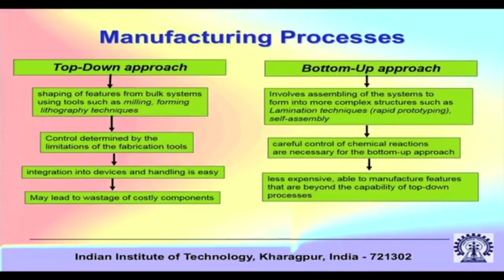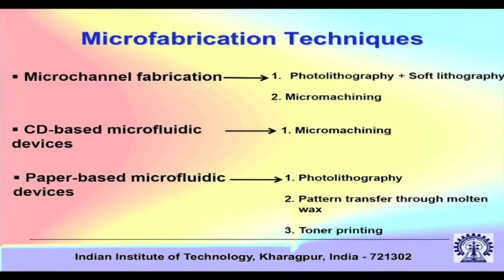So careful control of the chemical reactions that are the background of such systems is necessary for the bottom up approach. These are less expensive and are able to manufacture features that are beyond the capability of top down processes, but you cannot really make very large systems using this. So there are plus and minus points associated with this.